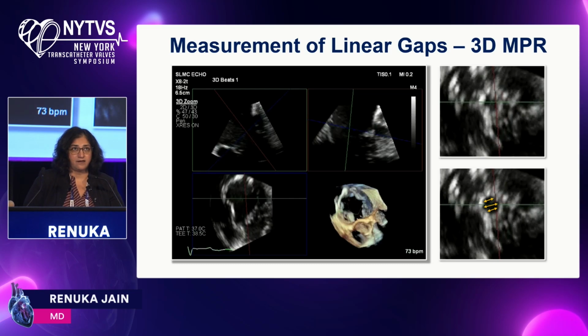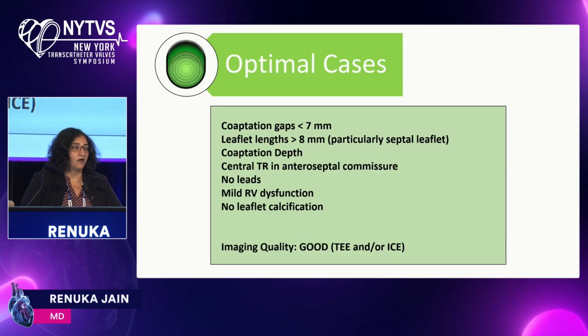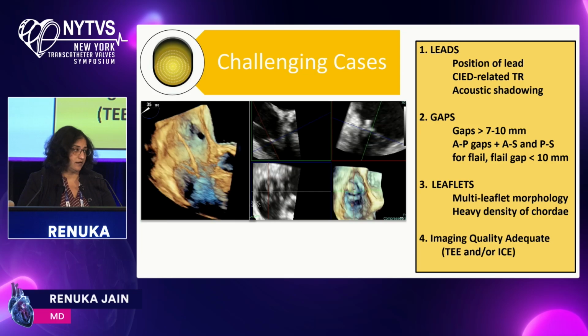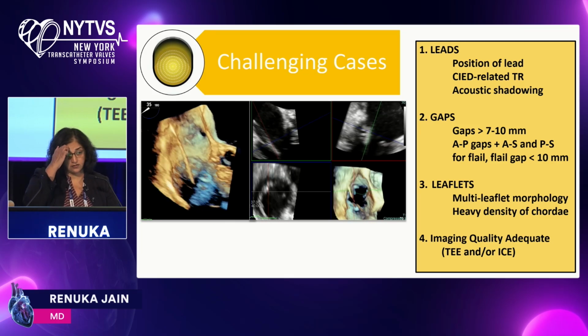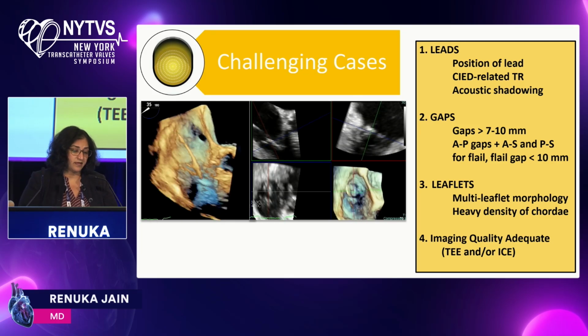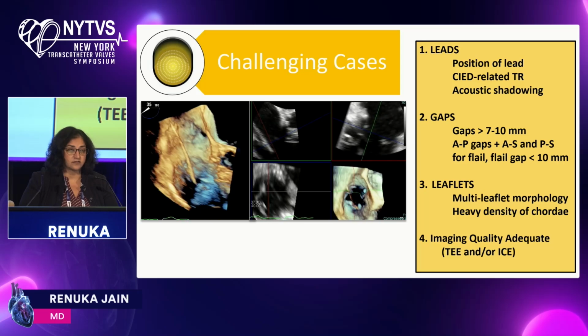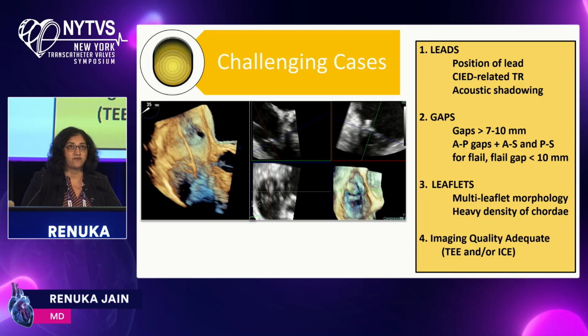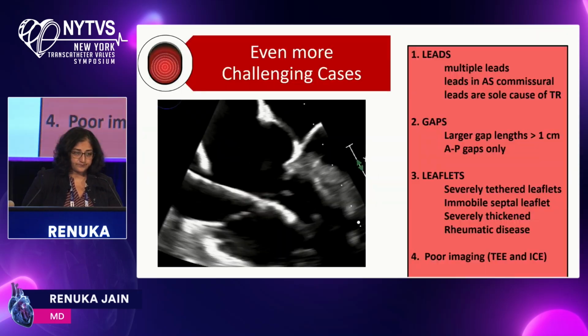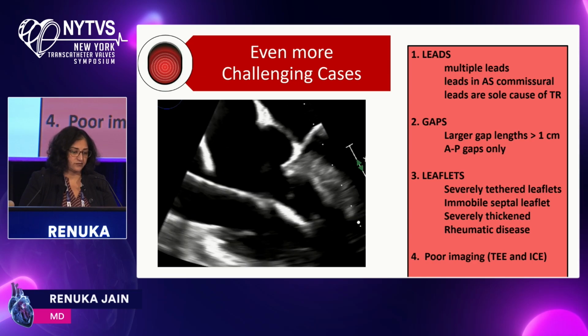You measure these gaps, and then that allows you to understand what are optimal cases with small coaptation gaps, good leaflet lengths and mobility, TR that's primarily in the anterior septal commissure, and no leads. What are more challenging cases? When I think of challenging cases for TEER, I think of those with leads in them. In this case, a lead that's adherent to the posterior leaflet, but away from the anterior septal commissure. And then what are even more challenging cases?